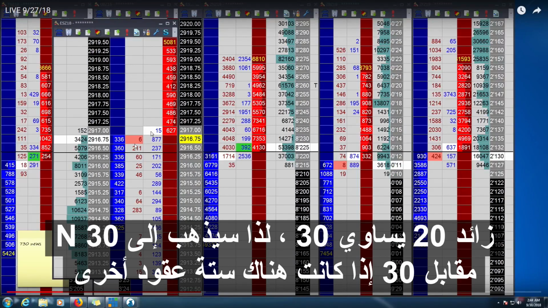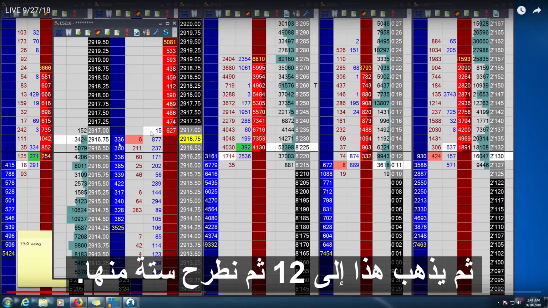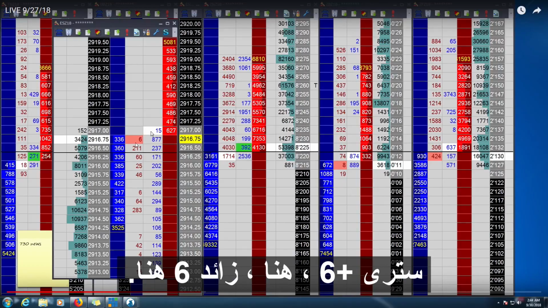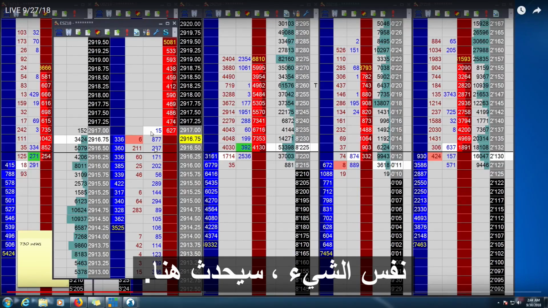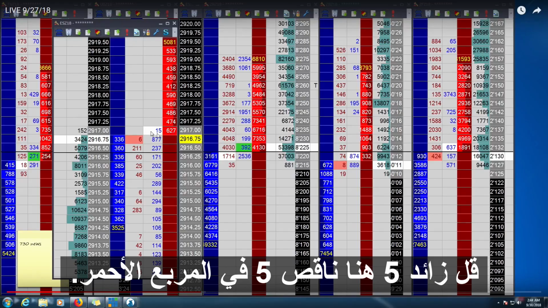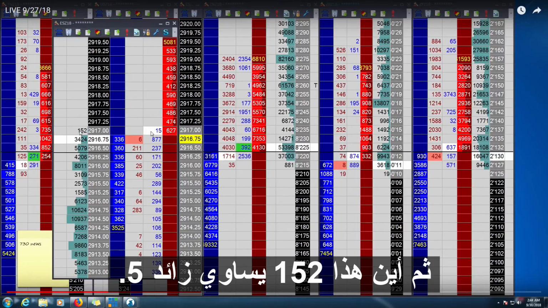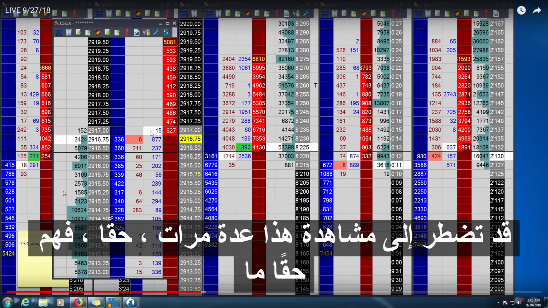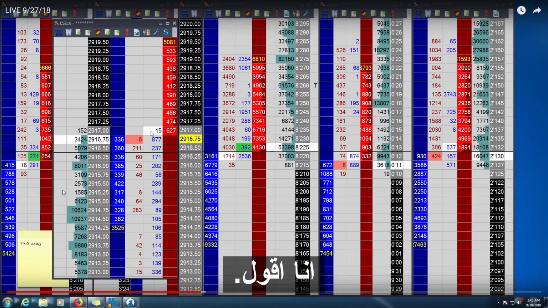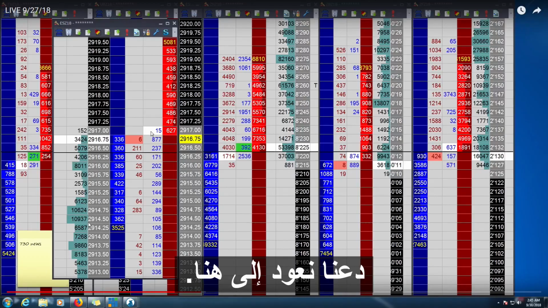If another 6 contracts came in, this would go to 12, and then 6 of these would be subtracted. You would see plus 6 here, plus 6 here, minus 6 here. Same thing will happen over here: plus 5 here, minus 5 in the red box, and where this 152 is, plus 5. Does that make sense? You may have to watch this a few times to really comprehend what I'm saying. Now, let's go back down to here.